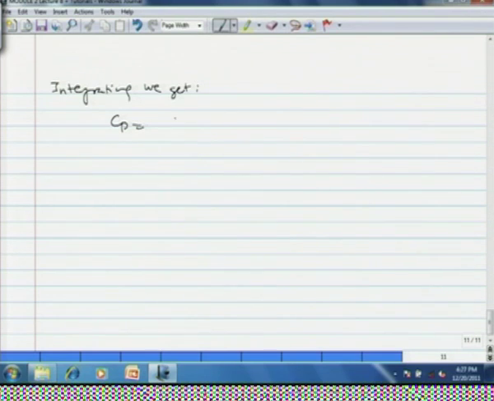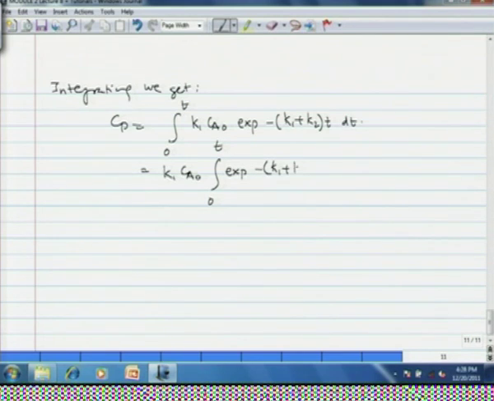Cp is equal to integral K1 into Ca naught exponential minus K1 plus K2 into T dt. So, the integration limits are 0 to t, we take K1 Ca naught outside, 0 to t exponential minus K1 plus K2 into T dt.